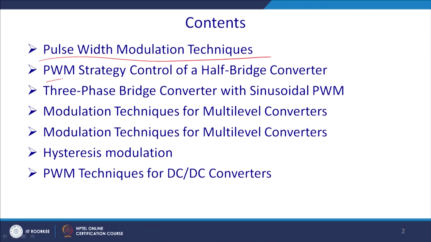Today we will discuss the different kinds of pulse width modulation technique that are useful, and will be used in the DC to DC converter or DC to AC converter. And paralleling strategy: first we will check the half bridge converter, followed by the 3-phase bridge converter with sinusoidal PWM, and the modulation technique for the multi-level converter that we require to understand.